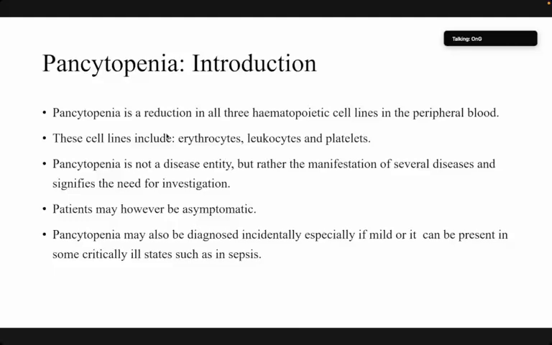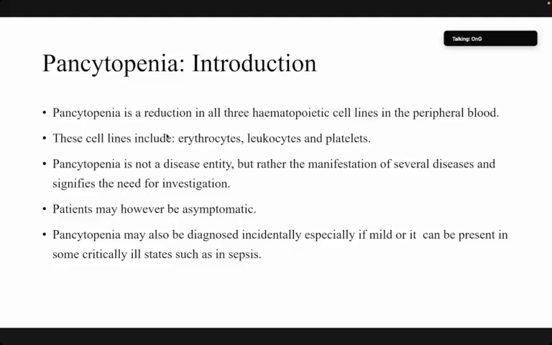Pancytopenia is a reduction in all three hematopoietic cell lines in the peripheral blood. So these cells include the erythrocytes, leukocytes, and platelets. Pancytopenia is not a disease entity, but rather the manifestation of several diseases and signifies the need for further investigation. However, patients may be asymptomatic.